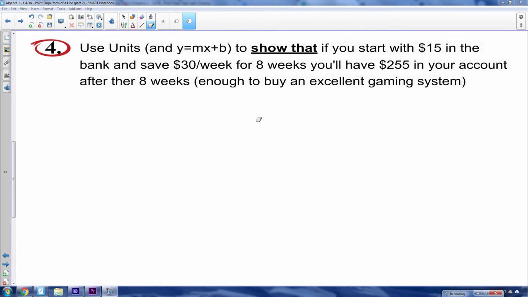You start with $15 in the bank, so let's just try to talk about something. So let's use green for money. Okay, so green is money. That makes sense. That's green. This is money, right? And time, I guess I'll use red. So weeks and all that stuff. So basically what we want to do is we want to talk about points that are like X, Y, right?